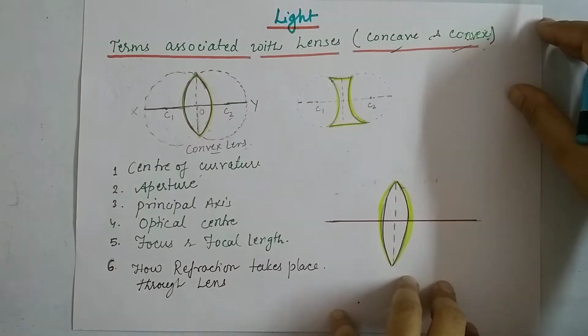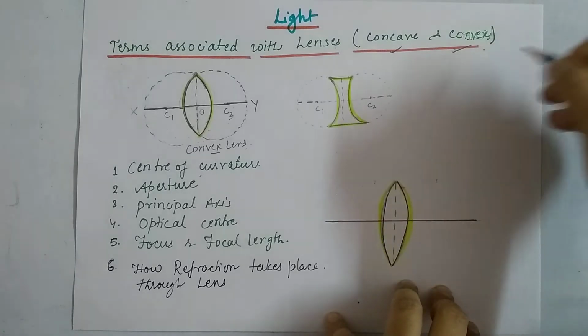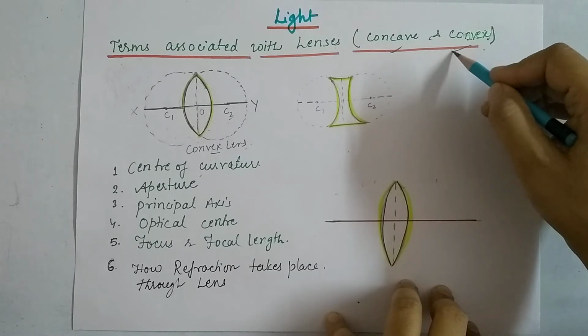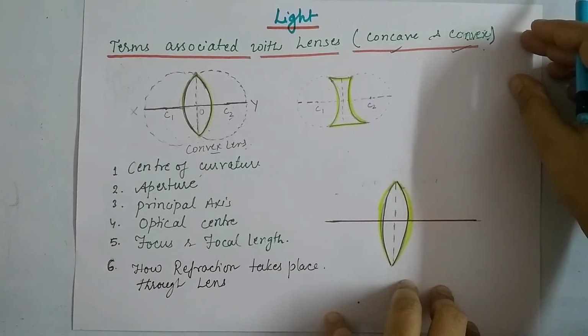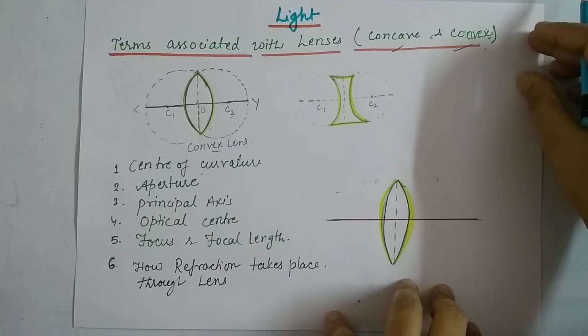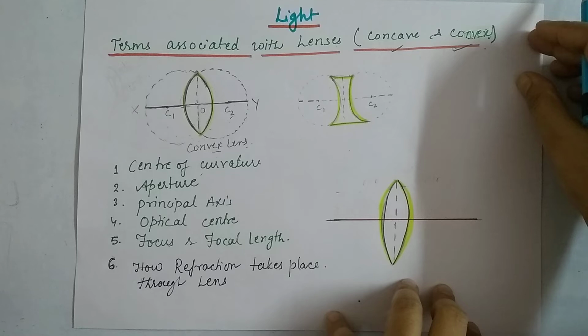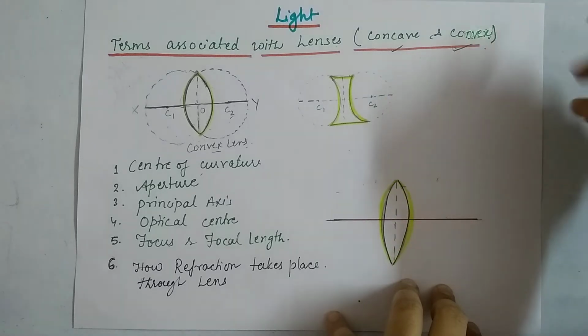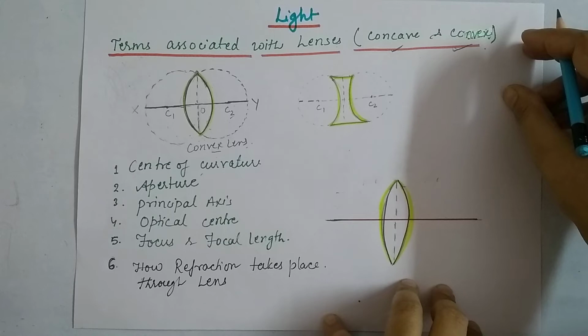Hello students, today in this video we are going to study about terms associated with lenses. Basically we will study about the concave and convex lens. In our earlier video we discussed about the types of lenses, that is your concave lens, convex lens, plano-concave and plano-convex. As well as you studied that a lens must have two surfaces for the refraction. Two surfaces. So let's see what are the terms associated with lenses.